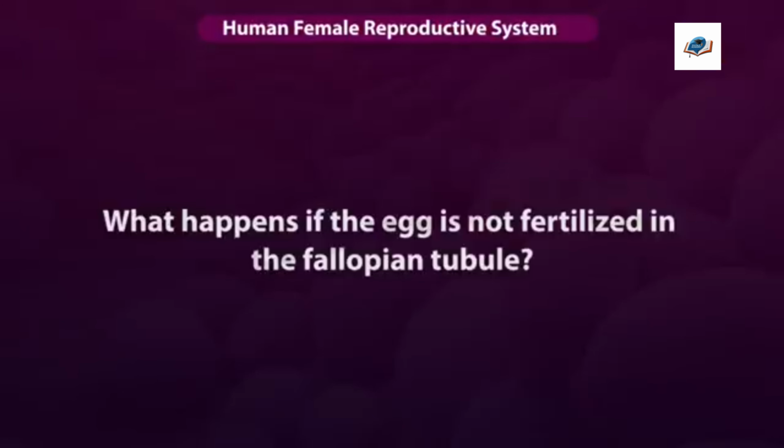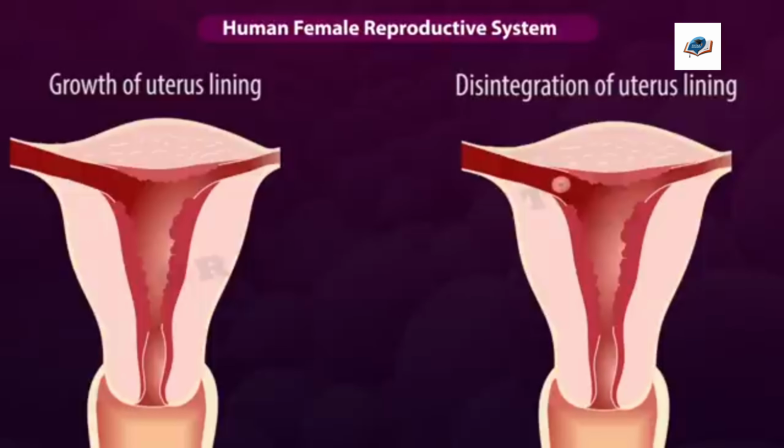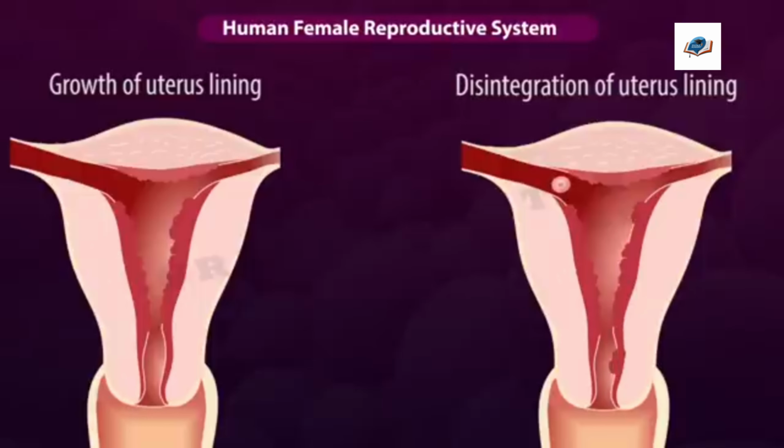What happens if the egg is not fertilized in the fallopian tubule? Every month, the walls of the uterus get lined by blood vessels and tissues in anticipation of an embryo. If the egg is not fertilized and the embryo is not formed, then the unfertilized egg lives for 1 day. After that, the egg gets dissolved and the tissues formed on the lining of the uterus, along with the blood, slowly break and are expelled out through the vagina.